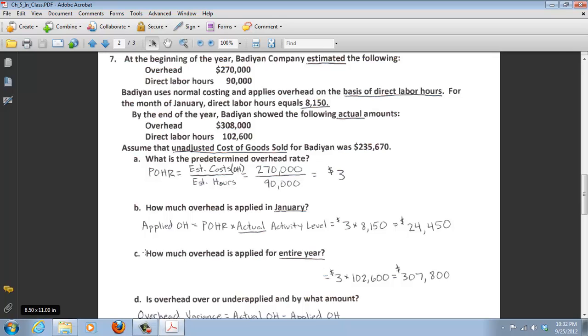Next, moving on to C, we are asked how much overhead is applied for the entire year. So if we're looking at overhead application, what was actually applied, we're going to be looking to our actual amounts. So we see here that by the end of the year, we're showing 102,600 in direct labor hours. Bring that amount down, multiply again by your predetermined overhead rate of $3, and the total here is 307,800.